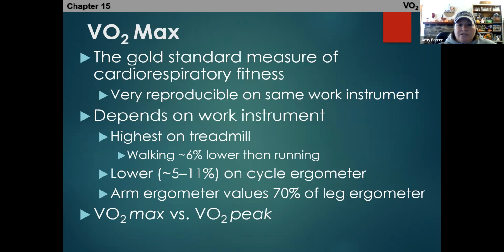We know our VO2 max is the gold standard for cardiorespiratory fitness. We have found that over time, it is very reproducible on the same work instruments. We're best on the treadmill. Running is going to be better than walking. We're definitely going to be better than doing a bike. And a bike measuring legs is far superior to an arm bike, okay? We can get a VO2 max versus a VO2 peak.